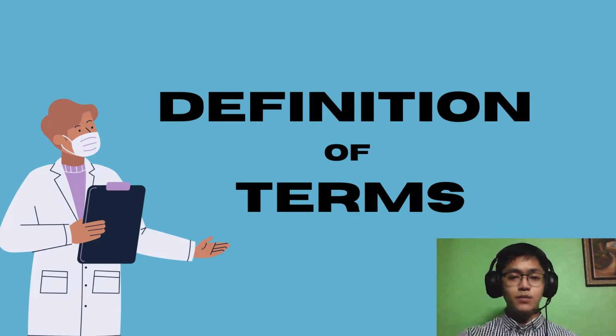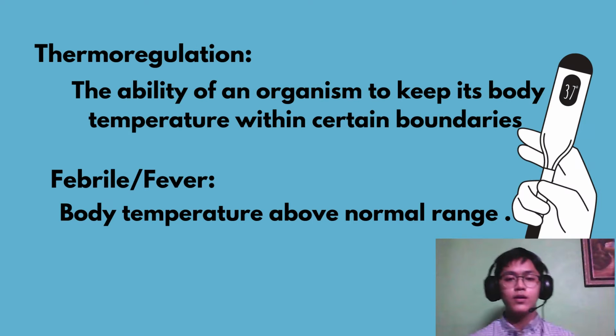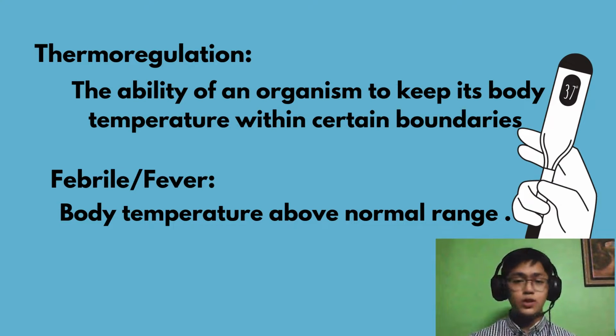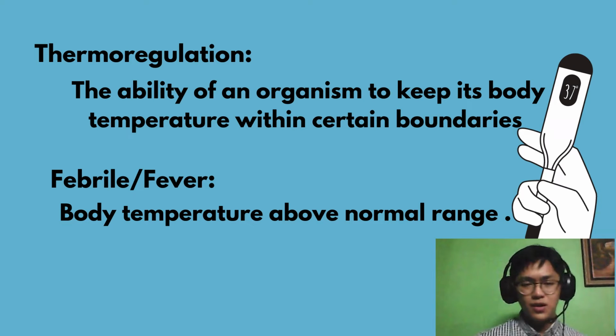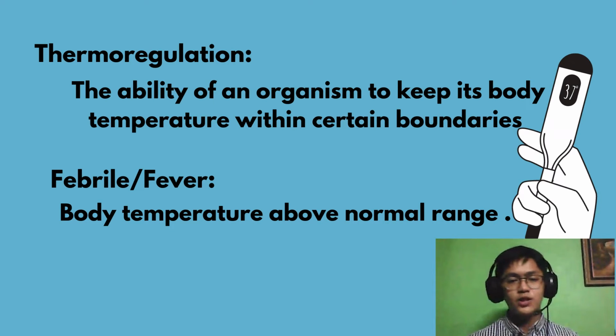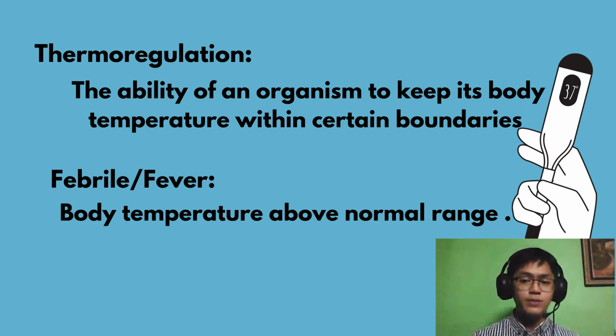But first, let us define some terms. First is thermoregulation. This is the ability of one organism to keep its body temperature within certain boundaries. Next is febrile or fever, and the word fever is common. Its definition is body temperature above normal range.